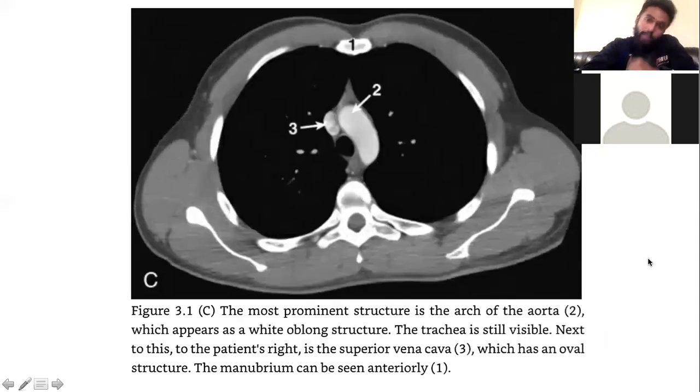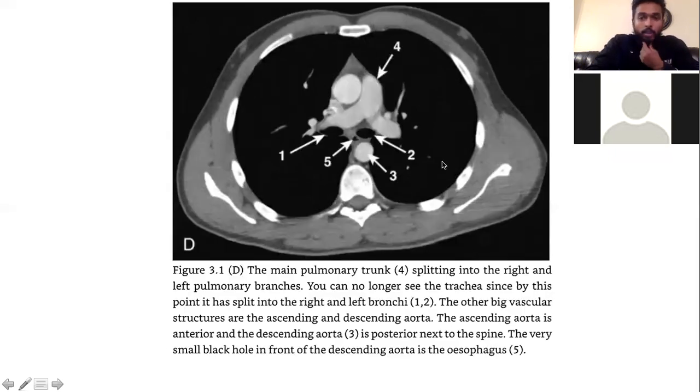Okay, next. What do you think 2 and 3 are? You already know, 2 is the aortic... 3, I think I'm gonna say SVC again. Yeah, it's gonna be SVC. And then that black hole is what? Probably still trachea, right? Yeah, because it hasn't bifurcated yet. Okay, now it's bifurcated.